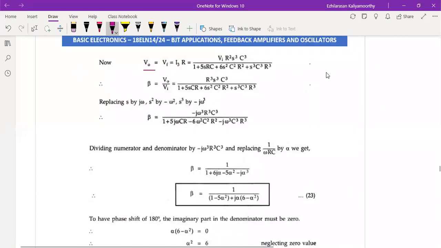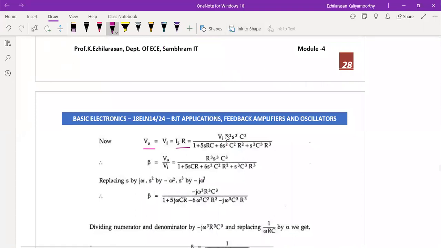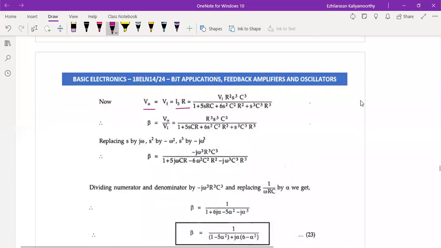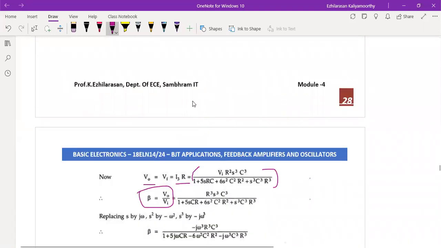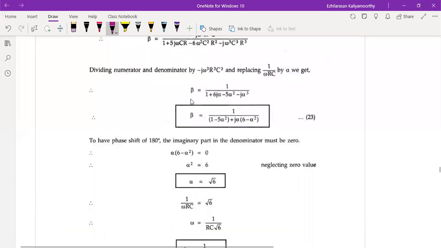Now for V0, you have to rearrange the expression. V0 is nothing but VF, where VF is nothing but I3 into R. I3 is already calculated, that will be multiplied with R. Do the simplification. From the diagram, beta is equal to V0 by Vi. This is already known because beta is the feedback gain. Beta is equal to V0 by Vi, where V0 is the expression already given, divided by Vi, and we substitute the Vi over there.